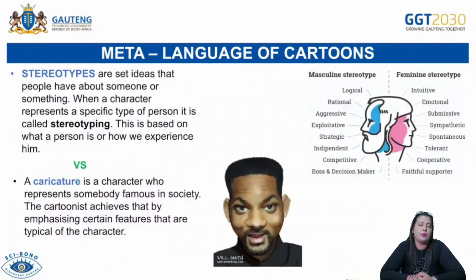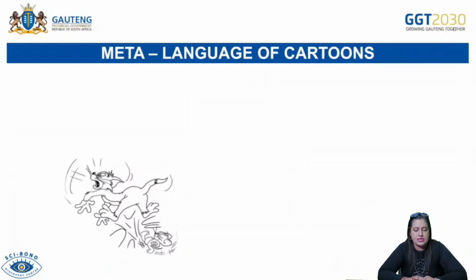And then here's an example of caricature. We all know this particular celebrity, which is Will Smith, and he's known for his big ears, for example, and his heavy cheekbones, all right? So that is the kind of thing we would associate with Will Smith.